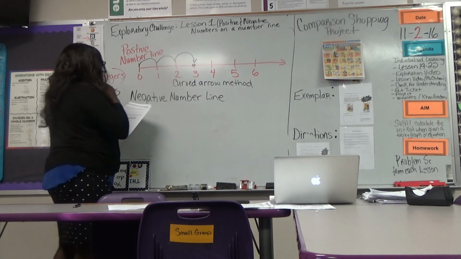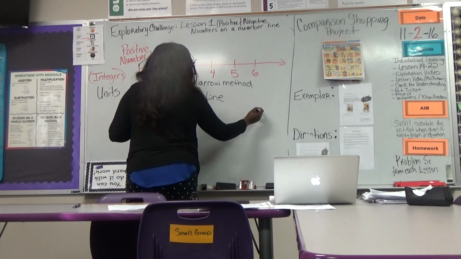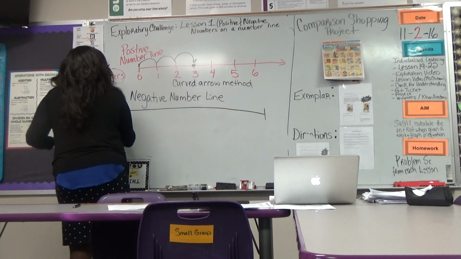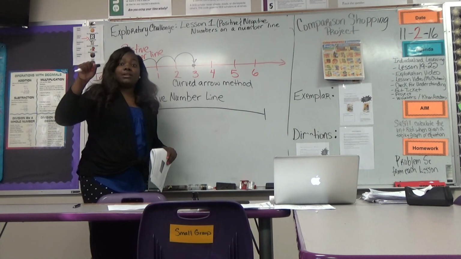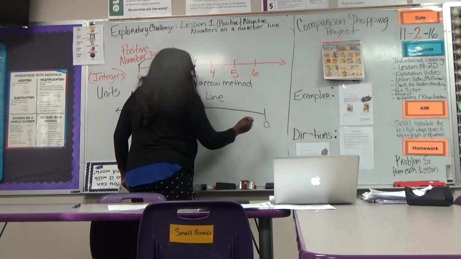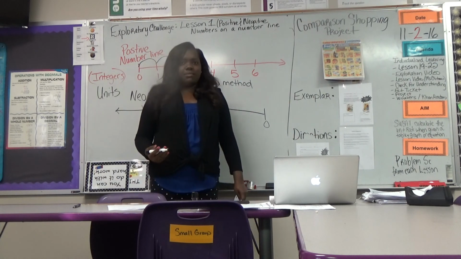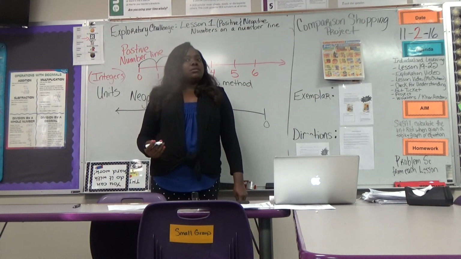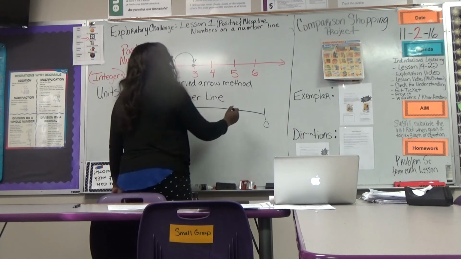Negative number lines will include numbers that are smaller than 0. So I'm going to start at 0. Which direction would negative numbers go? Negative numbers will start at 0 and move to the left.